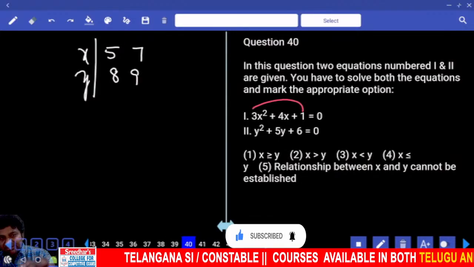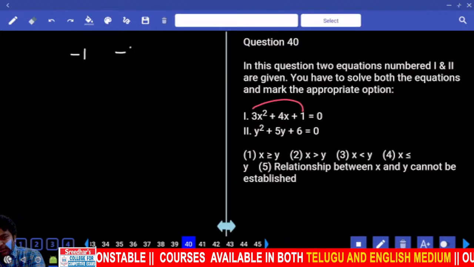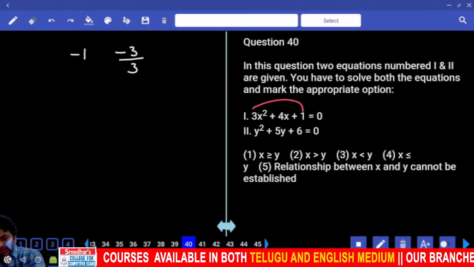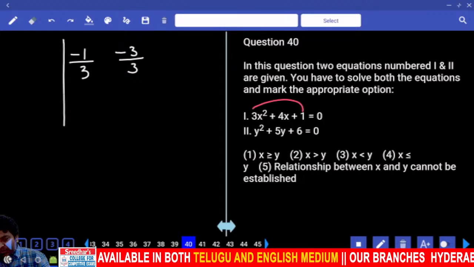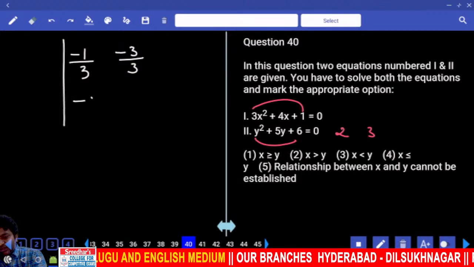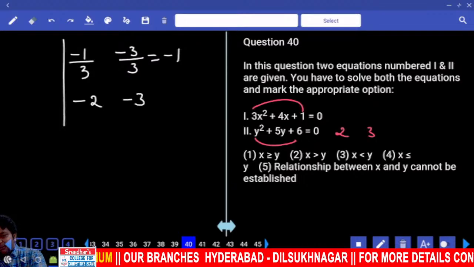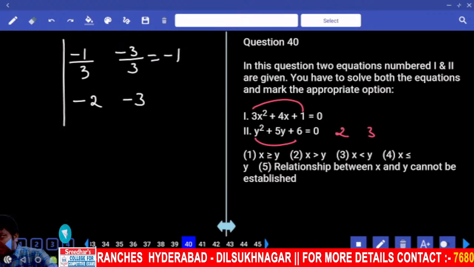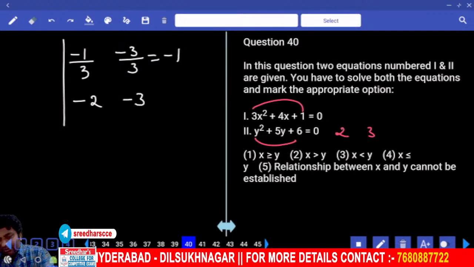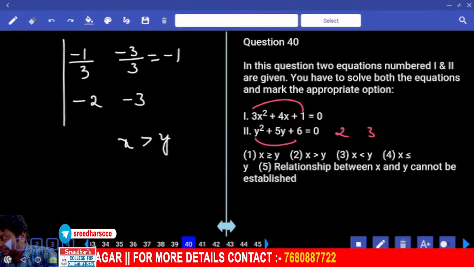3, 1. That itself is a combination. Then factors are minus 1, minus 3 divided by 3, coefficient of x square. Combination 2, 3. Then factors are minus 2. This is equal to minus 1. Minus 1 by 3. That is less than minus 1. So x is clearly greater than y.